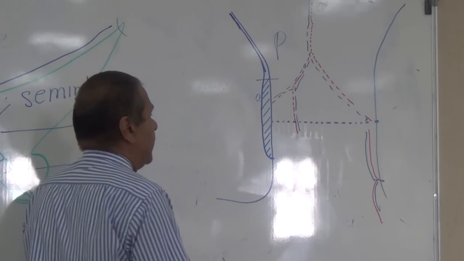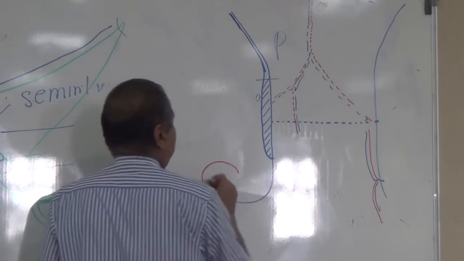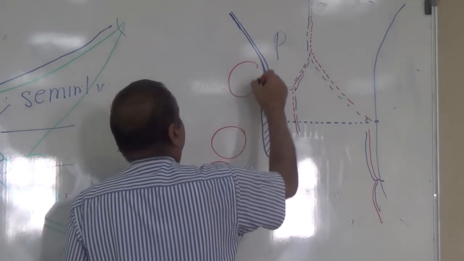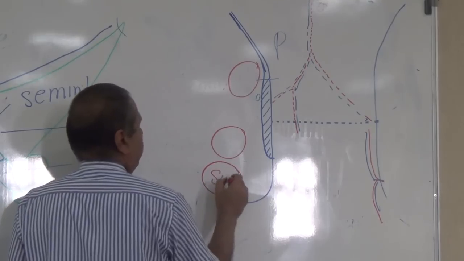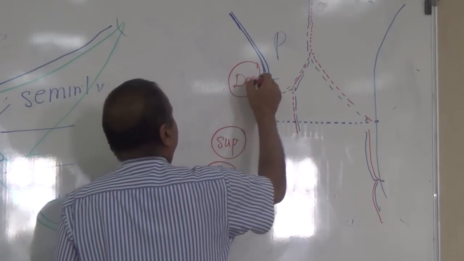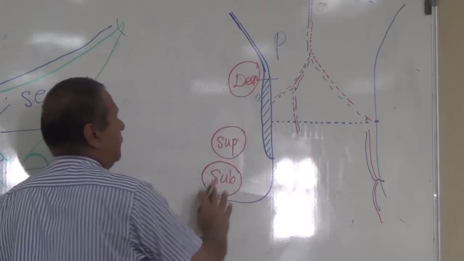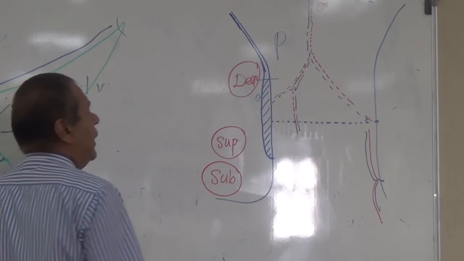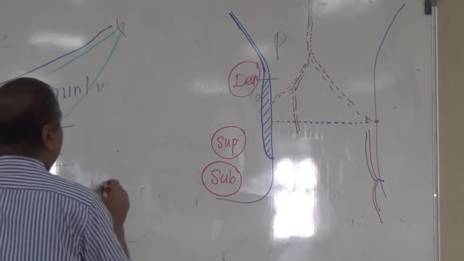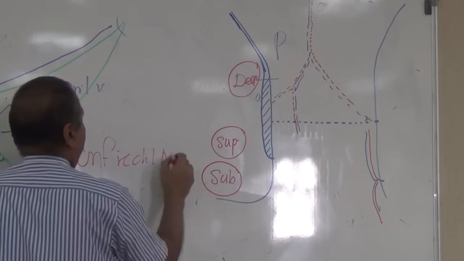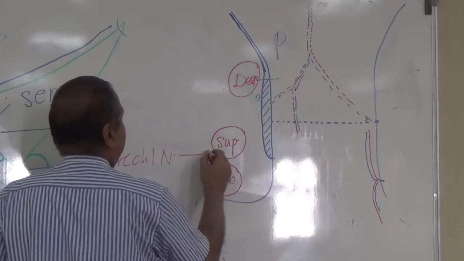The external one is a striated muscle. It is divided into subcutaneous, superficial, and deep parts. This is the external anal sphincter. It is a striated, voluntary muscle, supplied by a somatic nerve, the inferior rectal nerve. The inferior rectal nerve supplies the external anal sphincter.